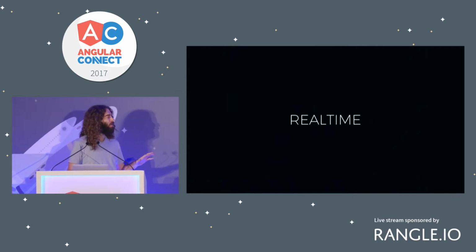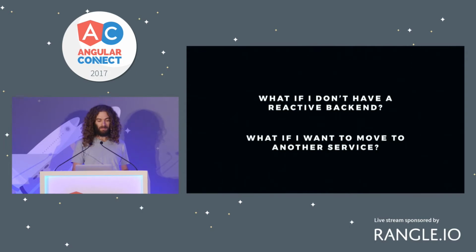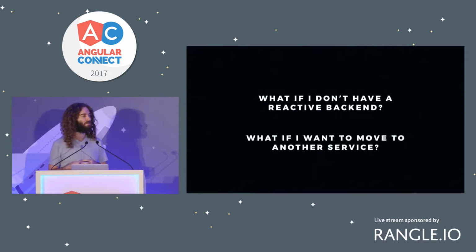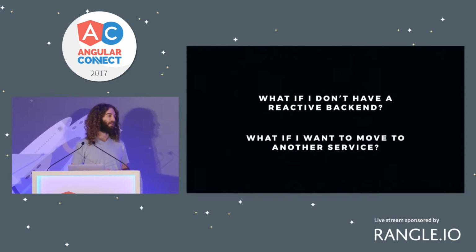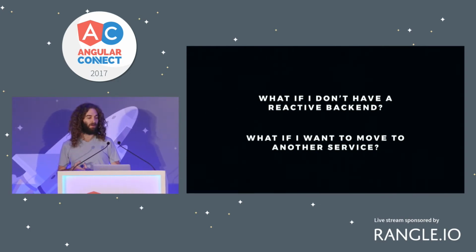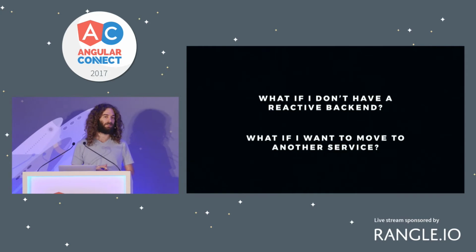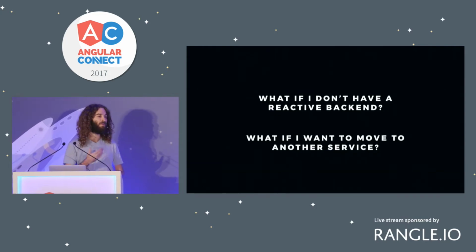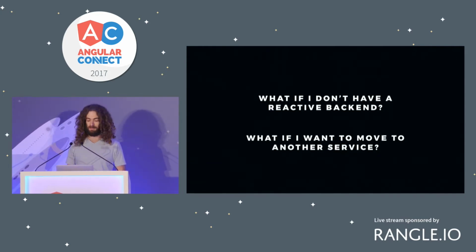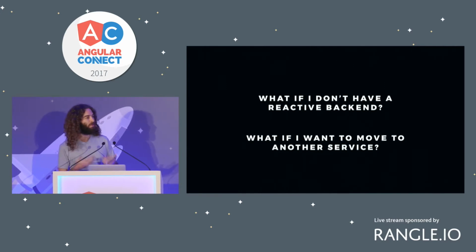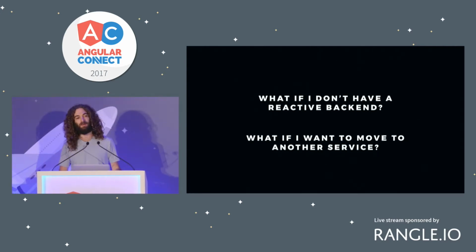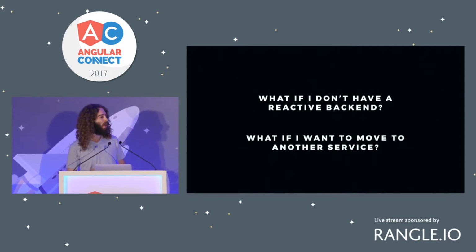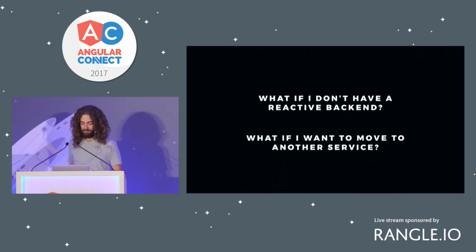So there are a lot of solutions for real-time, but there are two main questions that I'm always bothered with. What if I don't have a magical reactive backend, like Firebase or RethinkDB? Most of us just have an existing old backend, but we still want to push real-time updates to our users. And the second thing is, if we're using something awesome like Firebase, what happens if one day we want to migrate from Firebase? How much of the code do we need to change?